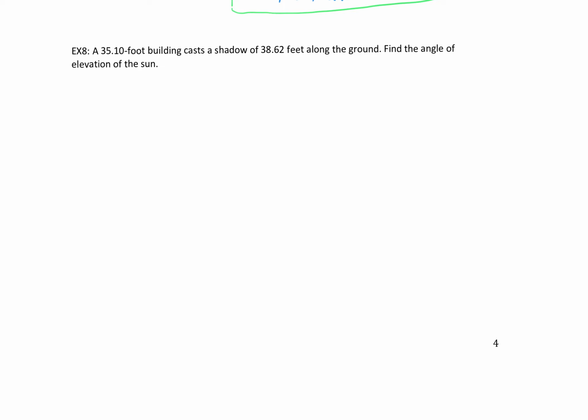So a 35.10 foot building casts a shadow of 38.62 feet along the ground. Find the angle of elevation of the sun. Okay, so I noticed that the 35.10 and the 38.62 both have 4 significant figures. So I don't have any instructions on how to round, so I'm going to assume that I'm going to round to 4 significant figures. Let me draw a picture.